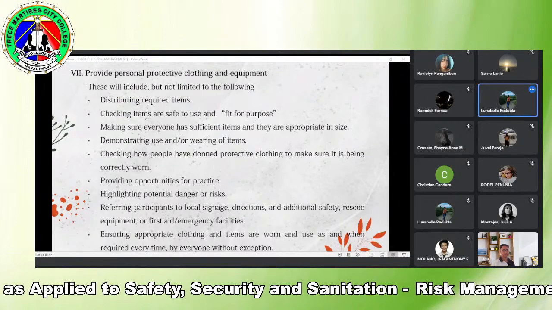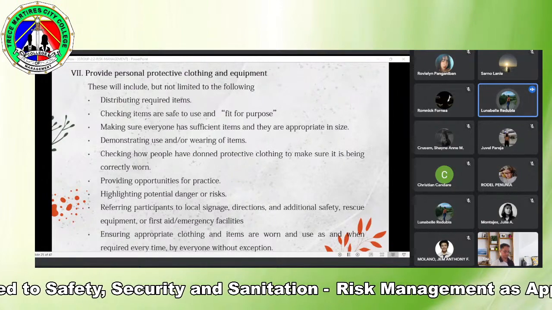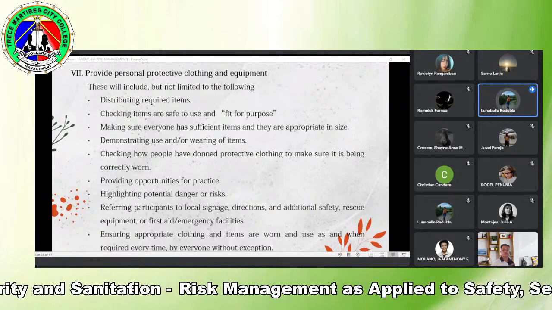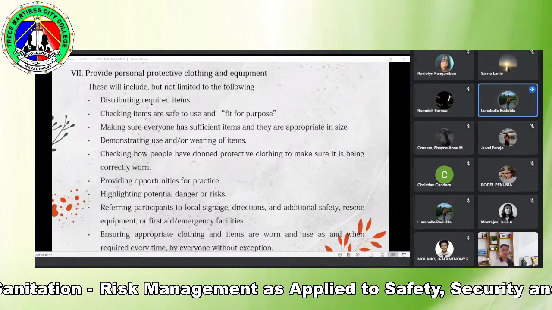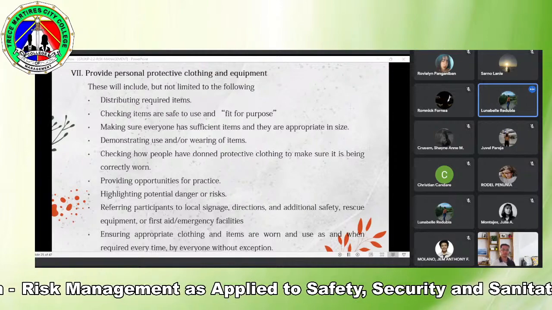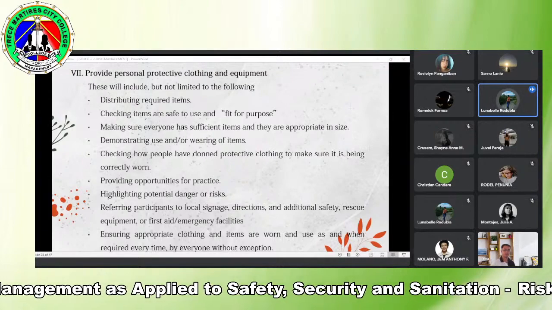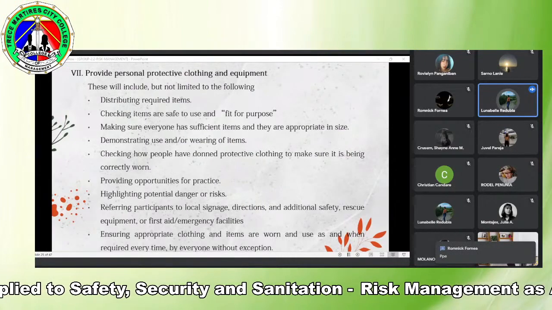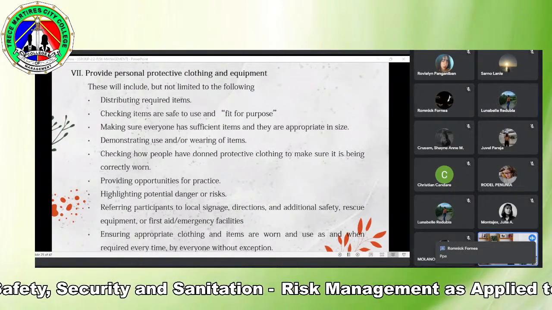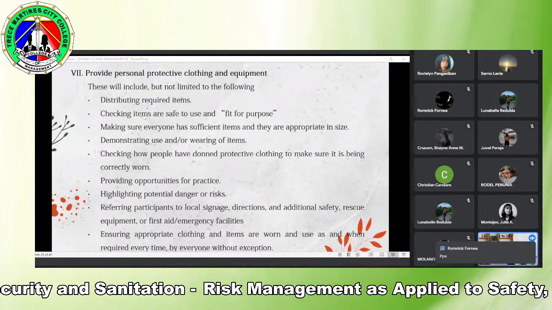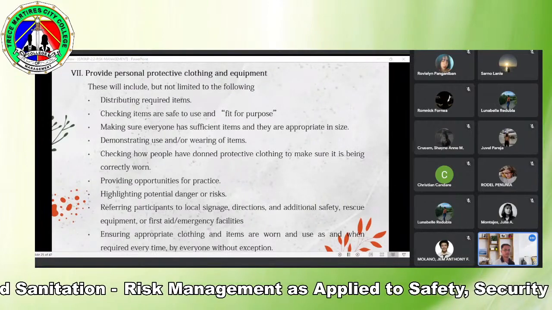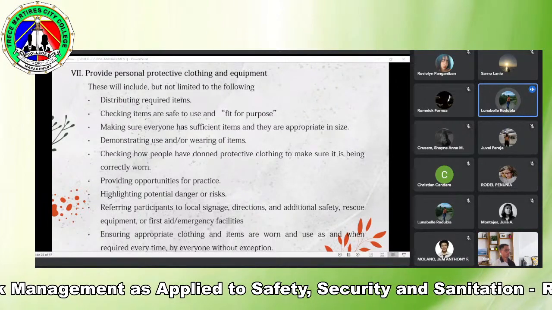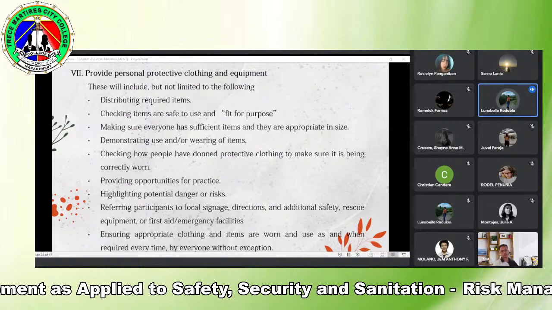Tulad po nung sa frontliners natin, di ba napapansin po natin nung kasagsagan talaga ng COVID, balot na balot talaga sila. Kasi may dahilan kung bakit kailangan super close ng mga suot nila, kasi nasa high risk po sila. Opo. So kailangan nila yon para hindi po sila mahawa doon sa mga patient na pinupuntahan nila.